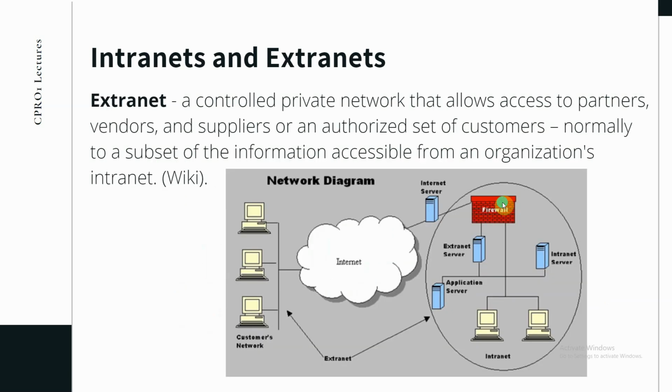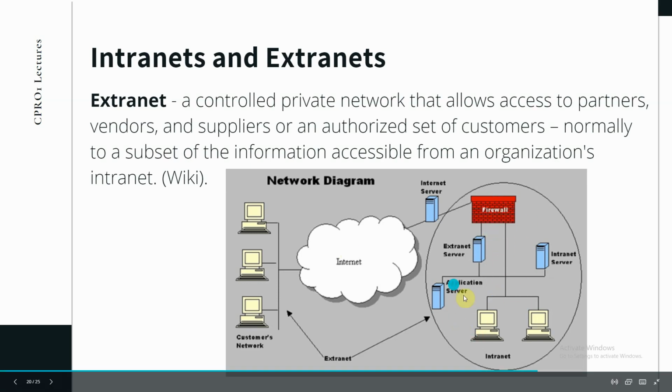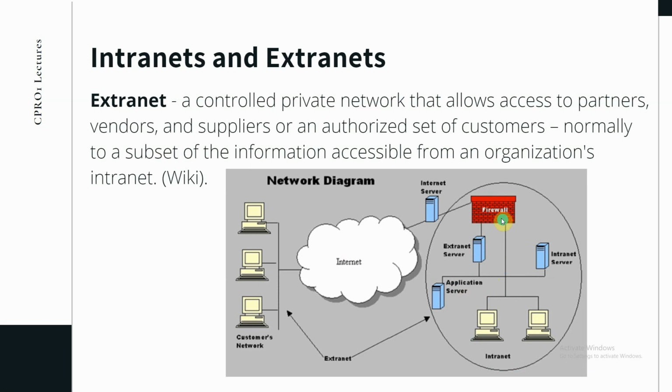So in opposite terms, an extranet is a private network but allows access to partners, vendors, and suppliers, or unauthorized sets of customers. Normally it is a subset of information accessible from an organization's intranet. So in this diagram, you can see that the internet is on the right side, but for their access, they use a firewall, and they connect to the internet server.